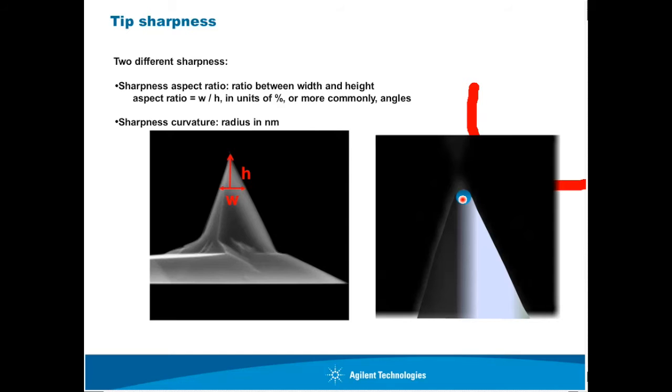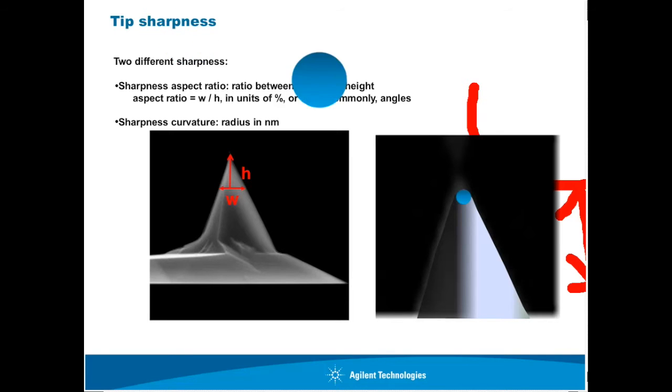And that's the very end of the tip. The rest of the height of the tip, from here to here, is described by this parameter called aspect ratio. Basically, how narrow is the tip, the rest of the height. So these are two different sharpness, and these two different sharpness have two different meanings.